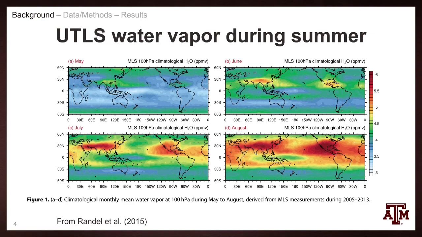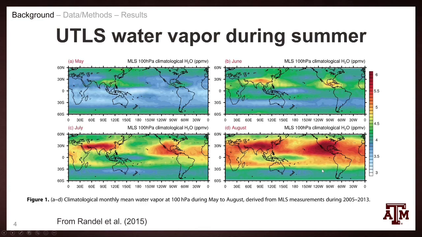These plots show the mean water vapor at 100 hectopascal. So this is typically near or above the tropopause. The colors show the mean water vapor retrieved by the Aura Microwave Limb Sounder. So this is a microwave instrument on board the Aura satellite. Especially during June, July, and August, you can see that in these regions associated with the anticyclones in the UTLS, the upper troposphere and lower stratosphere, there are elevated amounts of water vapor.